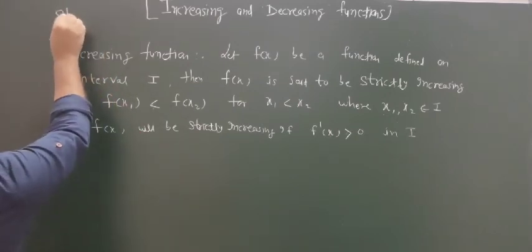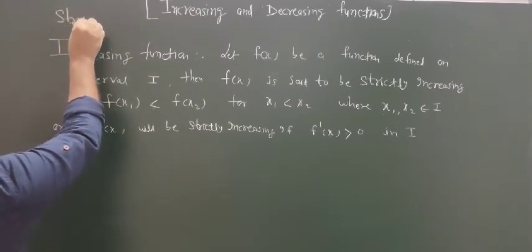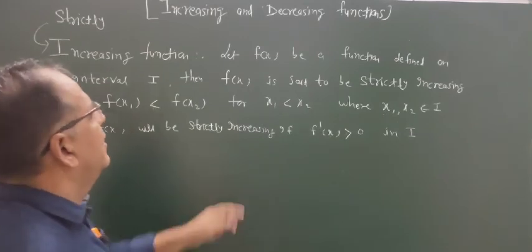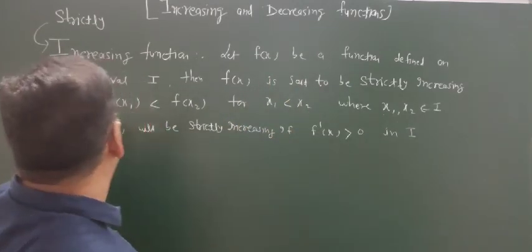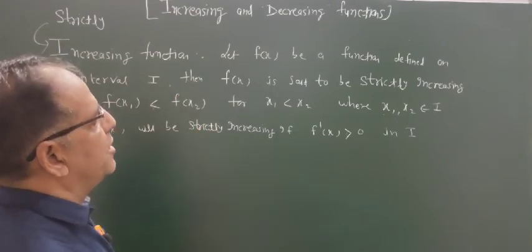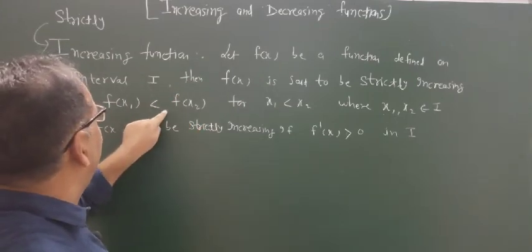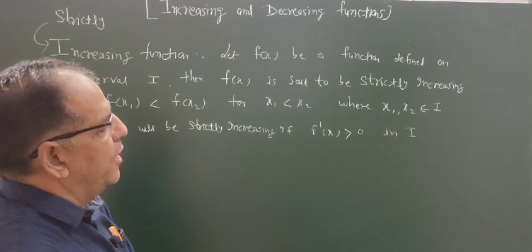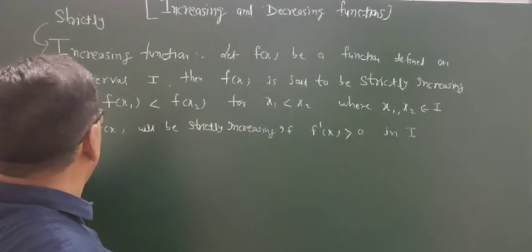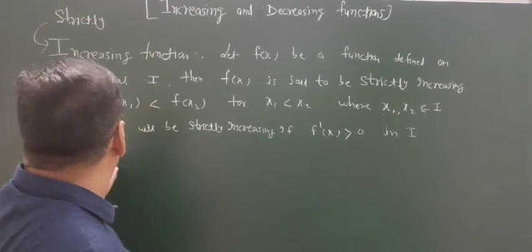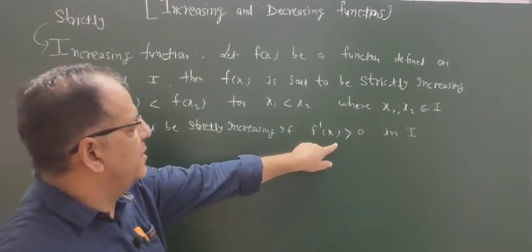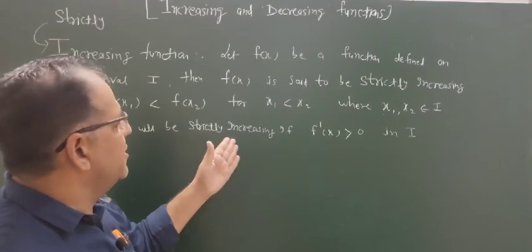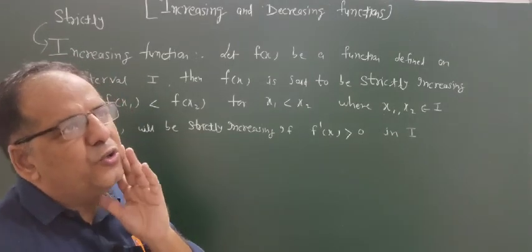Now strictly increasing function. Let f(x) be a function defined on interval I. Then f(x) is said to be strictly increasing if f(x1) is less than f(x2) for x1 less than x2, where x1 and x2 are elements of interval I. Using the differential method, f(x) will be strictly increasing if f'(x) is greater than 0 in interval I. That means in a strictly increasing function, the derivative should always be positive.